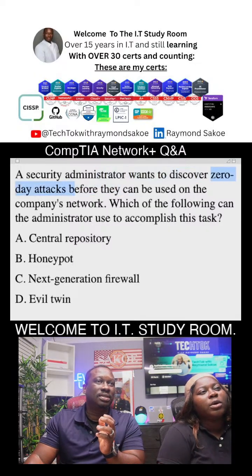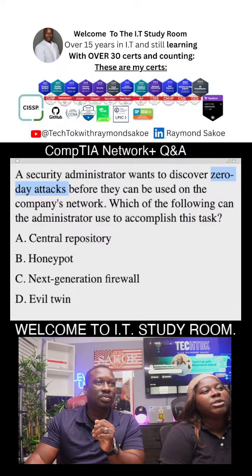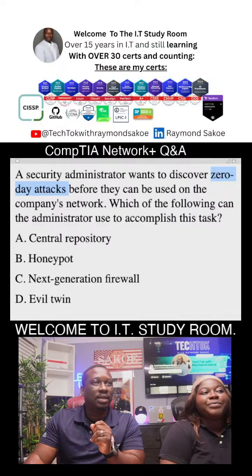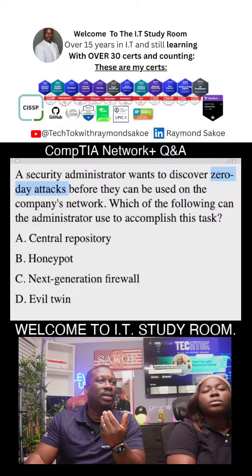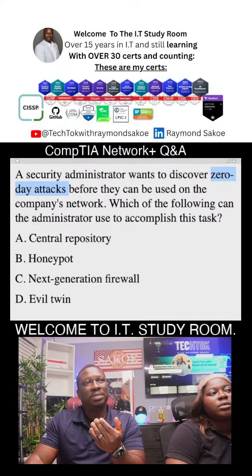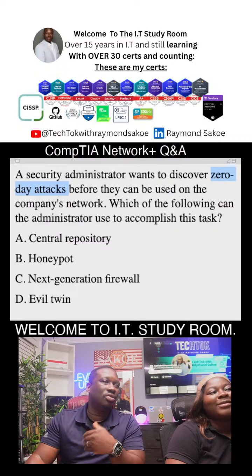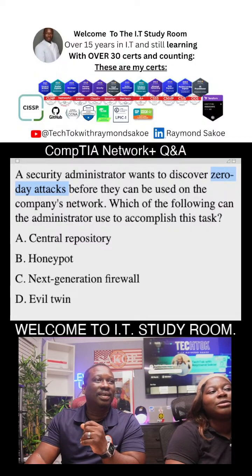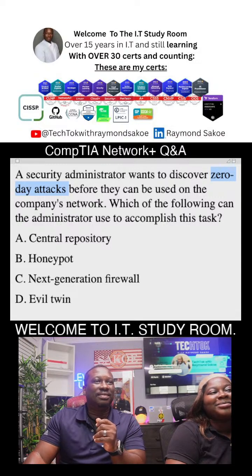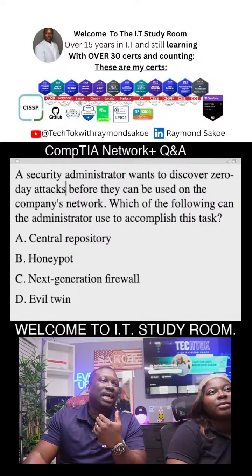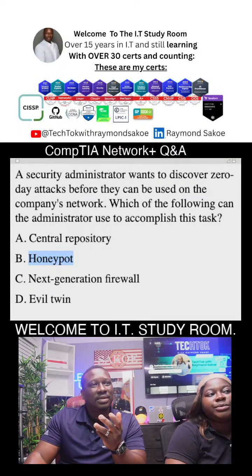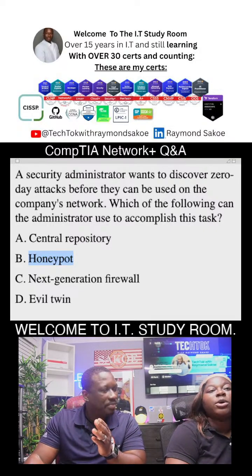So 0-day, let's explain 0-day real quick. Some of us may not know what it is. A 0-day is basically a vulnerability in a system that is not publicly known, a vulnerability in a system that the vendor doesn't know about. So in order for a system security administrator to see these vulnerabilities, they have to set up a honeypot. A honeypot is basically a baiting area, bait. B-A-I-T.